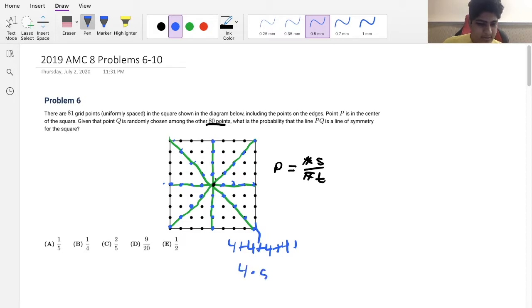Now we just take 32 over 80 to get 2/5. And looking back at those choices, we see that that is answer number C. And let's move on to problem number 7.